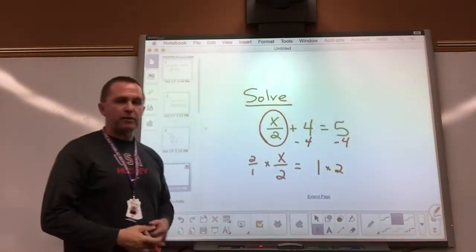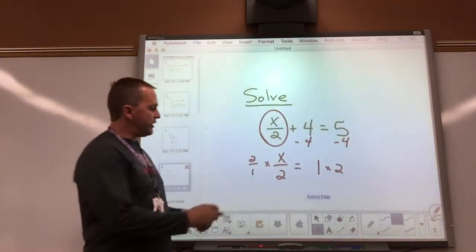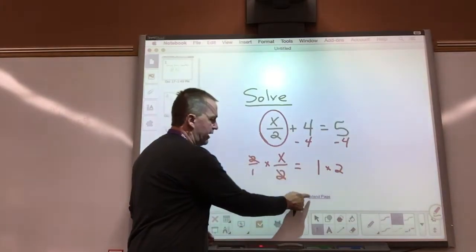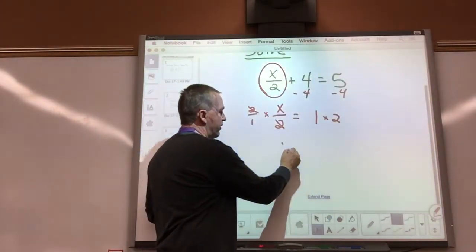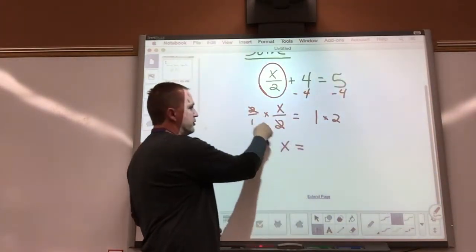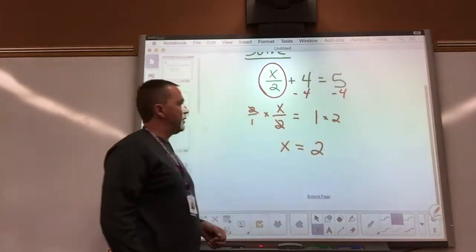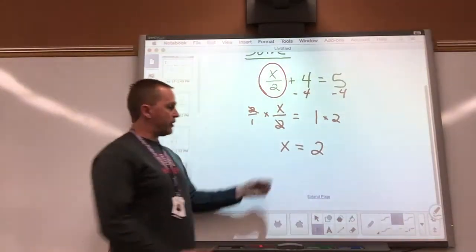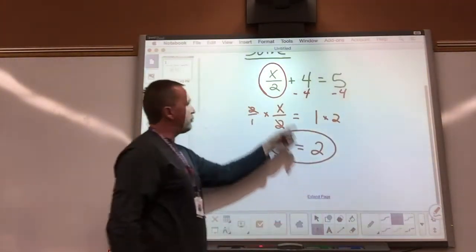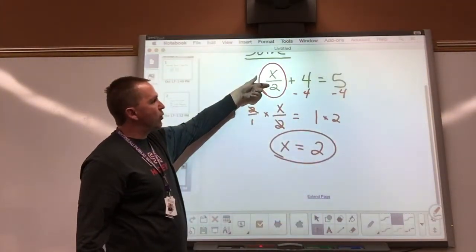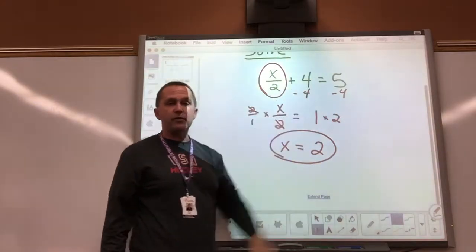Those are supposed to be little multiplication symbols there. In this case, the 2's would cancel, and I'm left with x equals, because the 2's drop out, x is the only thing left there, 1 times 2 would be 2. If I were to check my answer here, if I put 2 in for x, 2 divided by 2 is 1. 1 plus 4 turns out to be 5.